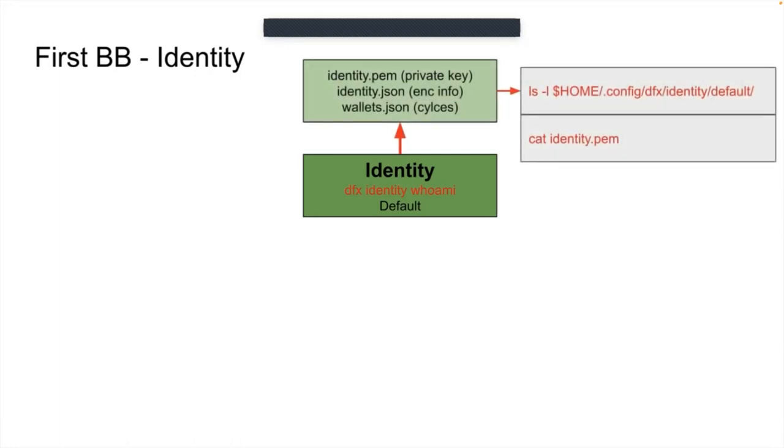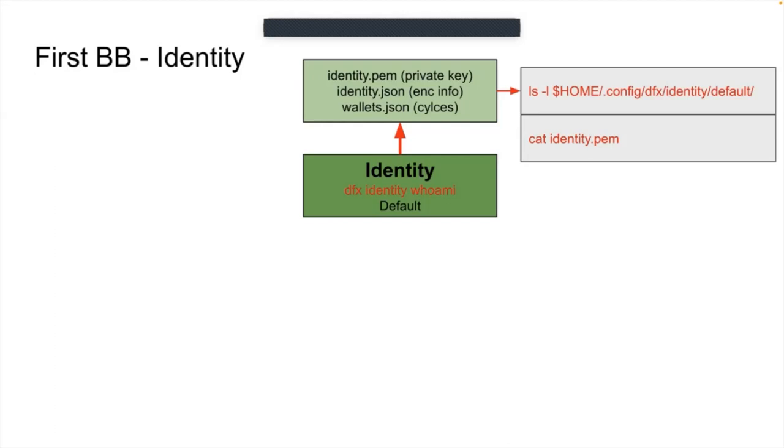It is under your home directory in a hidden folder named .config/dfx/identity. You can check this folder out and display all identities which you have created with a simple command, ls. If you use this command for this path, you will see three files. The first file is the identity.pem file. This is the most important file, because this file represents your private key and you should take care of that file or of the recovery phrase.